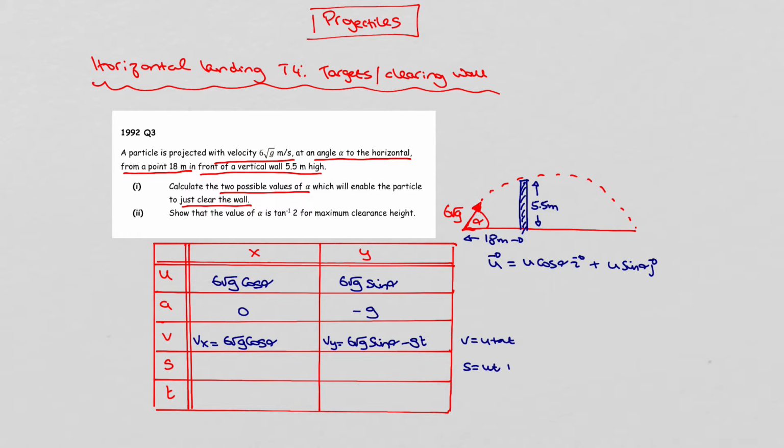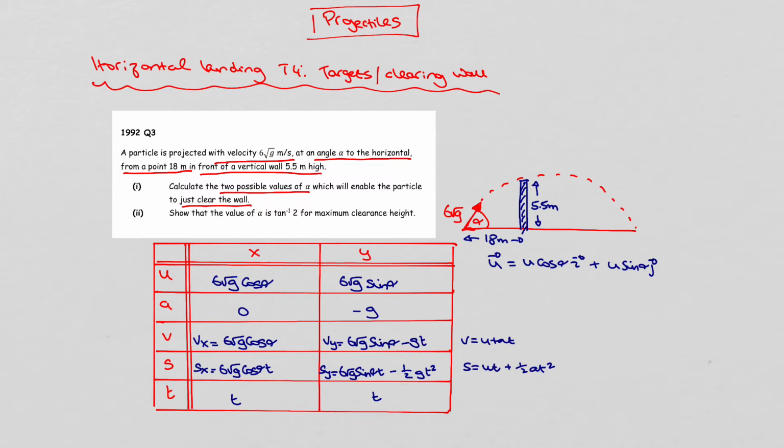S is ut plus a half at squared. So in the x direction we have u t, and obviously a is 0, so half at squared goes to 0. Then s in the y direction is u times t, and the half at squared is minus a half g t squared. Okay, so now we have our table. We have everything for the whole question that we require.